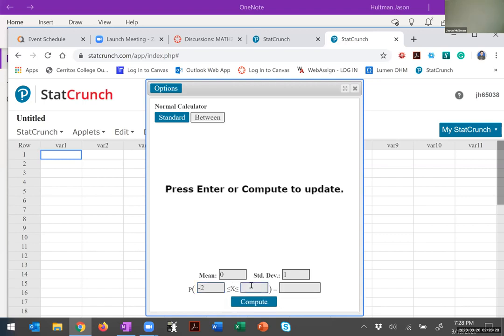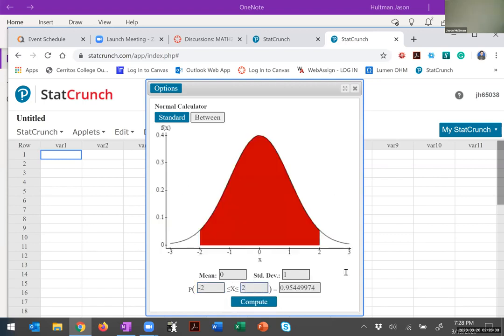We said that that was about 95%, right? -2 to 2 should be about 95%. And it is. These are, you know, rounded numbers. Okay, the StatCrunch here gives you the accurate number, most accurate that you can get. Okay, so will the calculator. I'll show you that in a second.